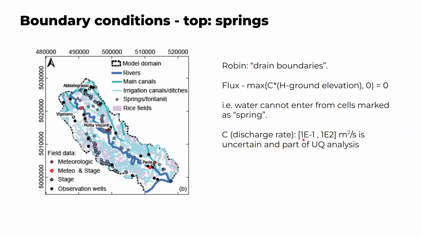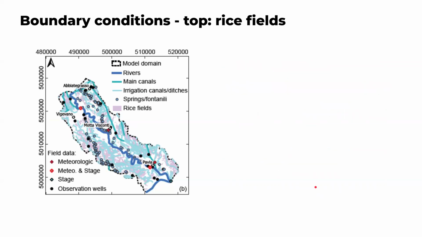It's something between 10^-1 and 10^2 square meters per second, and again, it's part of the UQ analysis. And there are 140 springs in the model.